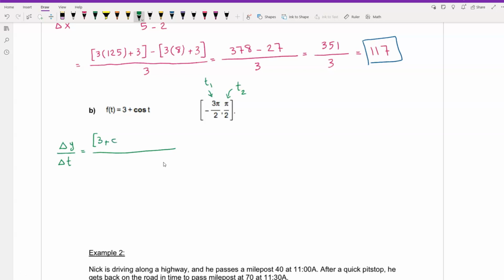So we have 3 plus cosine of t2, which is pi over 2, minus 3 plus cosine of t1, which is negative 3 times pi over 2, divided by pi over 2 minus negative 3 pi over 2.